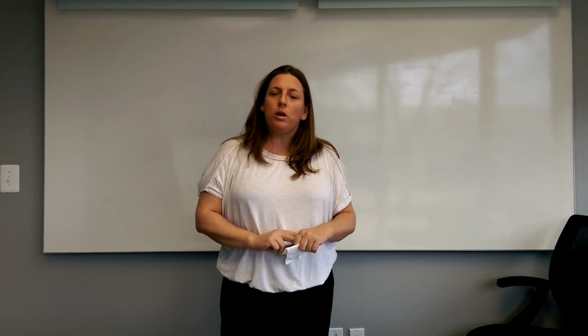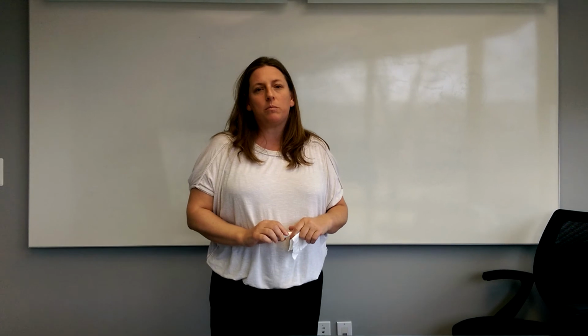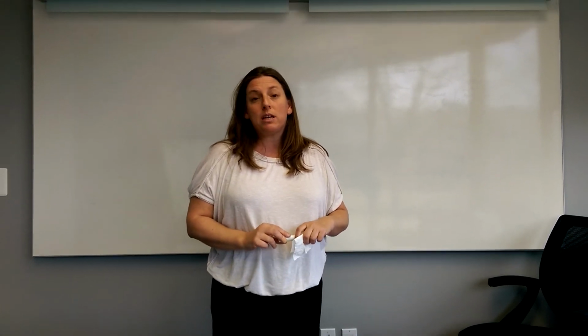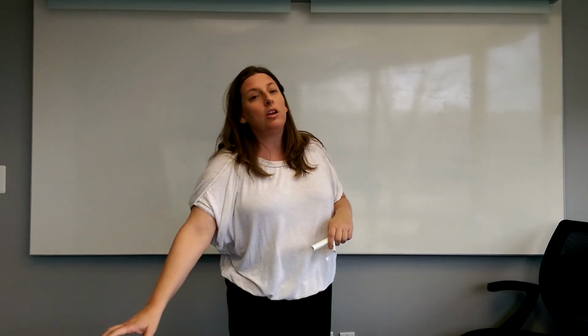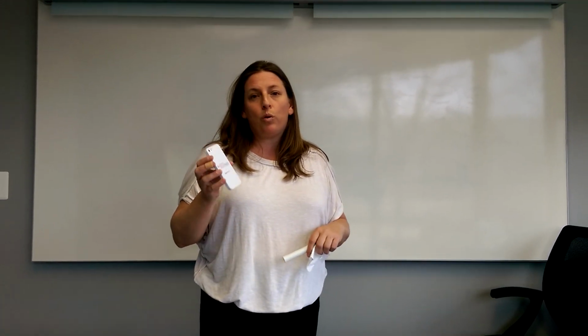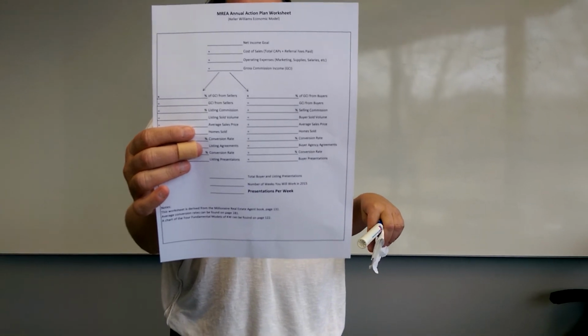Today what we are doing is creating your business plan based on the Keller Williams models, tools, and systems. You actually need three things in hand before we get started. You need a pen or a pencil. You need a calculator, either on your phone or a regular one. And the last thing you need is this sheet of paper, the MRA Annual Action Plan Worksheet.